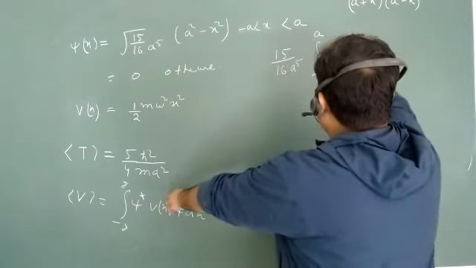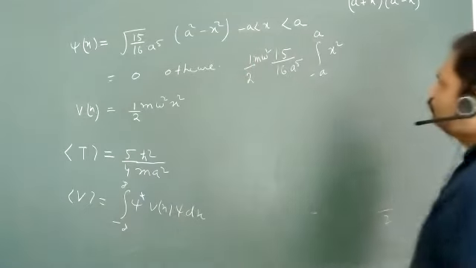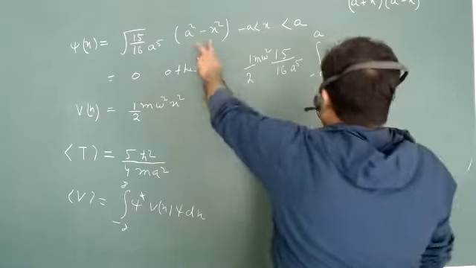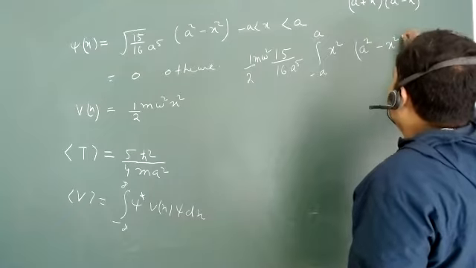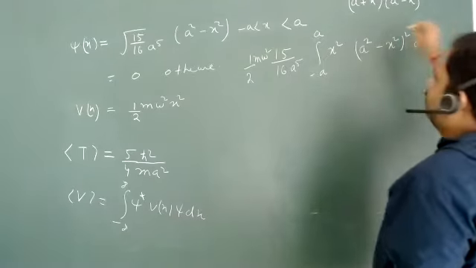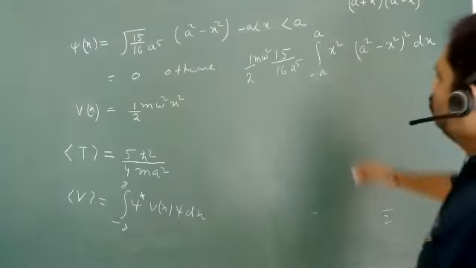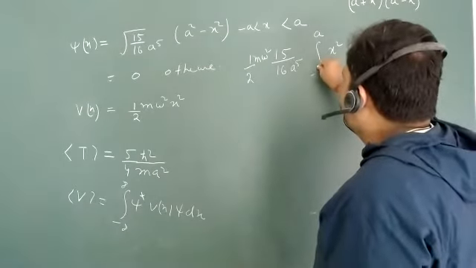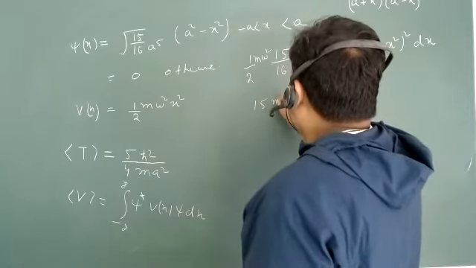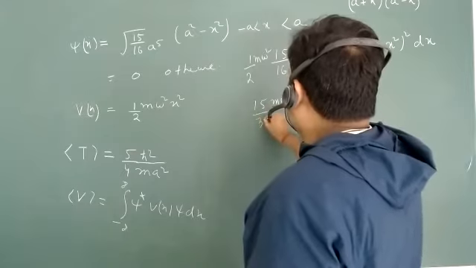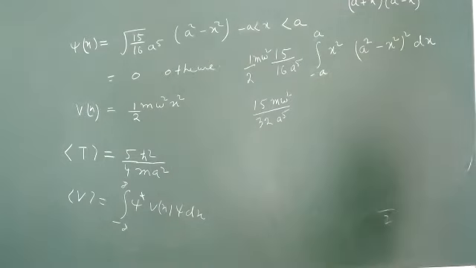This term will be x square here, so half m omega square will be outside, and this term will be the square part. Okay, so we can go for (a square minus x square) whole square dx. So this is a nice integration, isn't it? So let's try to go for this integration. ये integration क्या होगा, इसे हम करने की कोशिश करते हैं. So this value is 15 m omega square upon 32 a to the power 5. So is this function an even function?